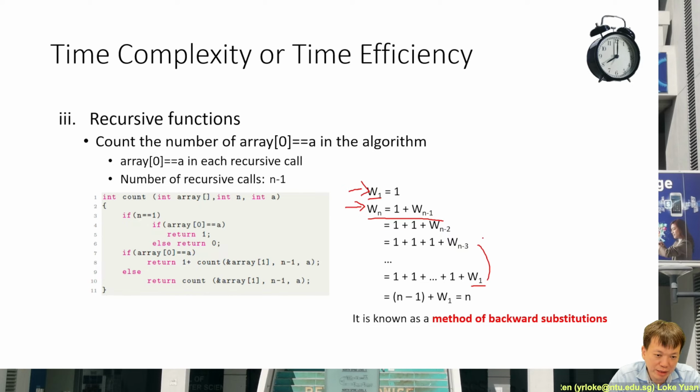I will be able to go backward. Once I know W(1), I know the answer for W(2). Once I know W(2), I know the answer for W(3), W(4), W(5). Eventually I will find out the answer for W(n minus 1), and from W(n minus 1), I will be able to find out the answer for W(n). So that is the method of backward substitution. We need to use this kind of trick to solve the time complexity of a recursive function.